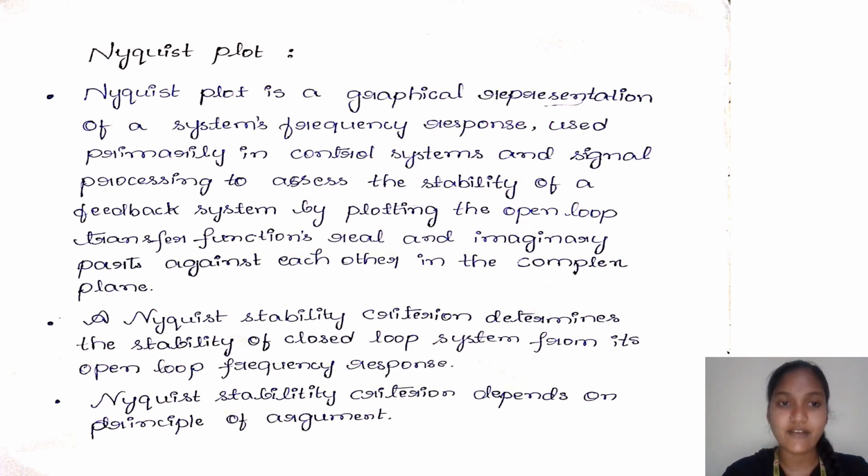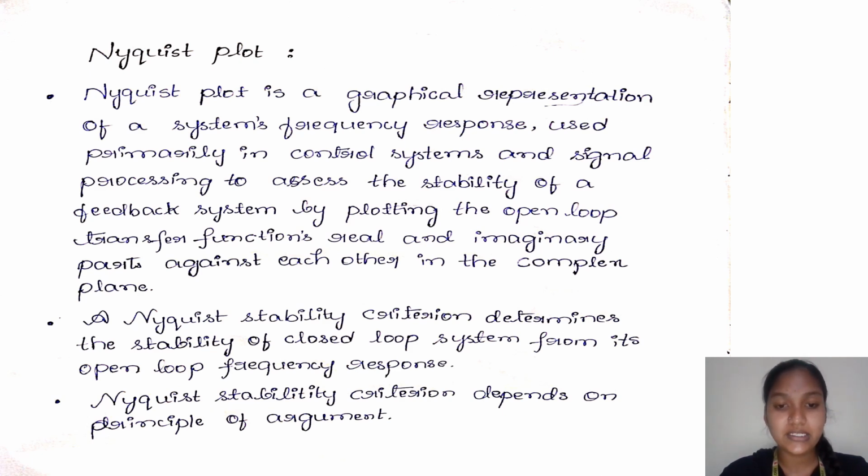Nyquist plot is a graphical representation of a system's frequency response, and it is primarily used in control systems and also in signal processing to assess the stability of the feedback system by plotting the open loop transfer function's real and imaginary parts against each other in the complex plane. So this Nyquist stability criterion determines the stability of the closed loop system from its open loop frequency response.